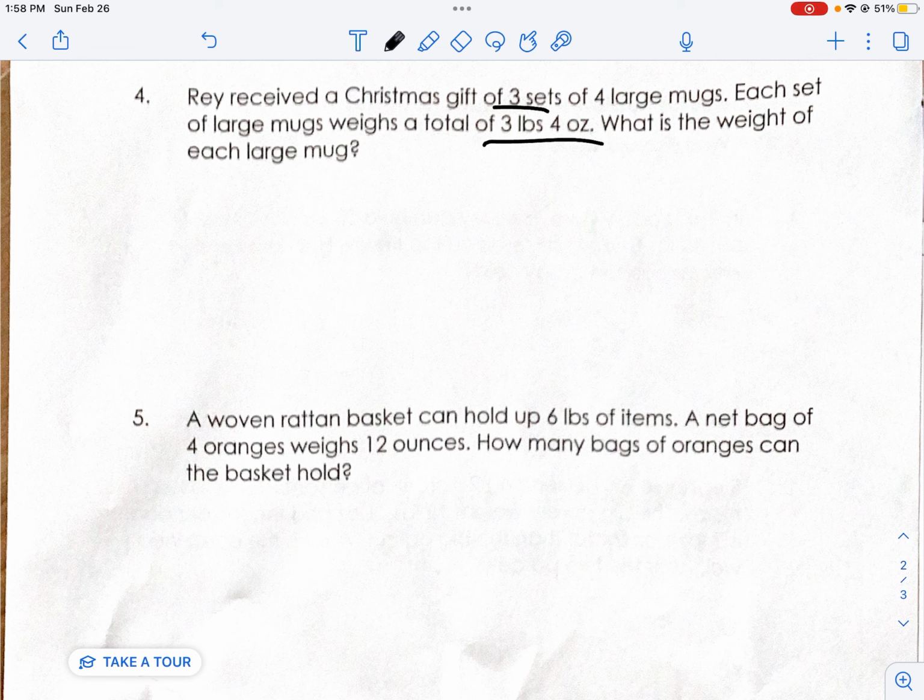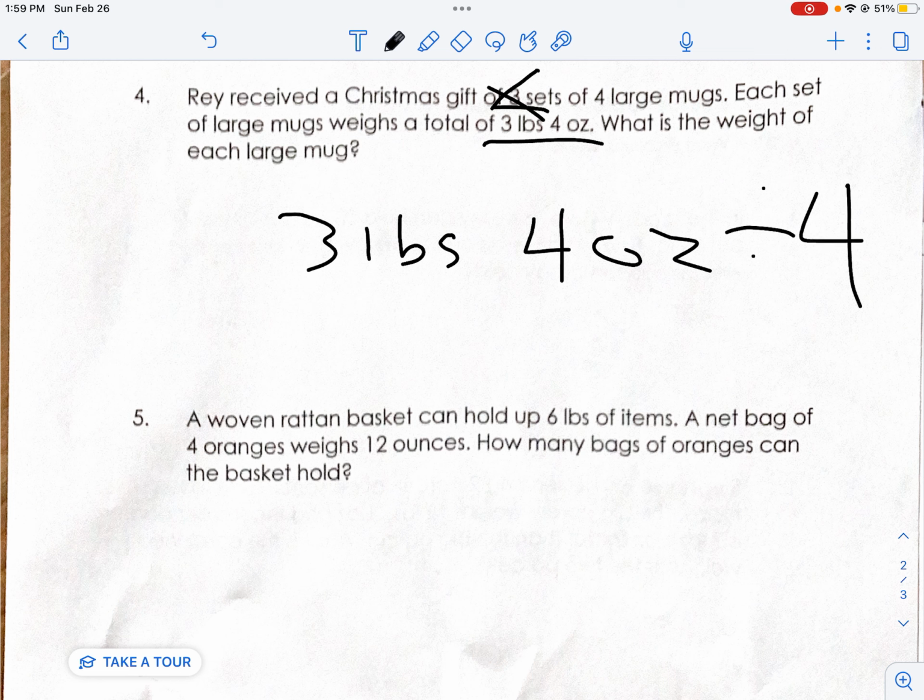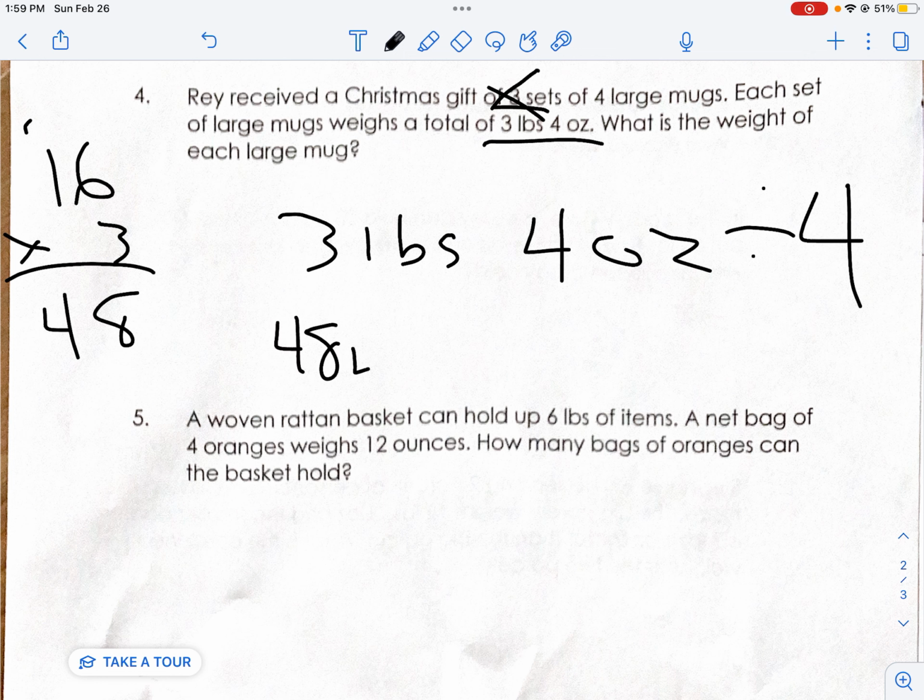So each set weighs 3 pounds and 4 ounces, and there's 4 in a set. So this 3 you actually don't need. So you need to do 3 pounds, 4 ounces divided by 4, because each of them have 4 mugs in a set. So let's see how many ounces we have in all. So remember, it's every 16 ounces is a pound. So 16 times 3, 6 times 3 is 18. Carry my 1. 3 times 1 is 3, plus 1 is 4. So I have 48 plus 4.